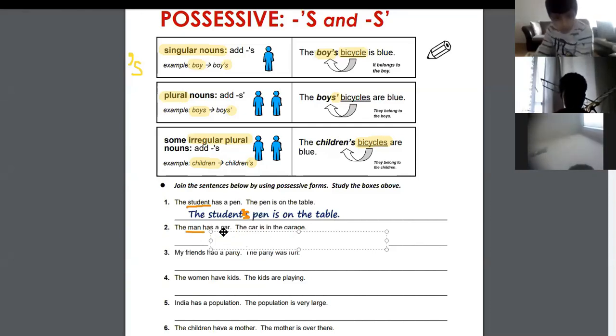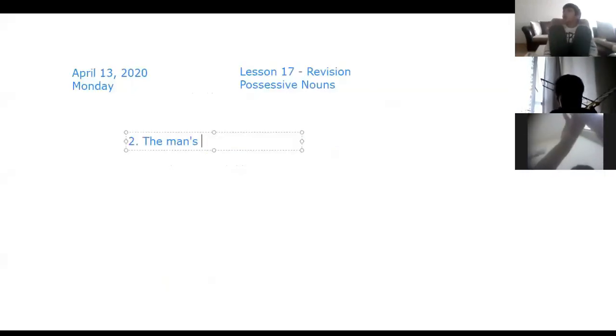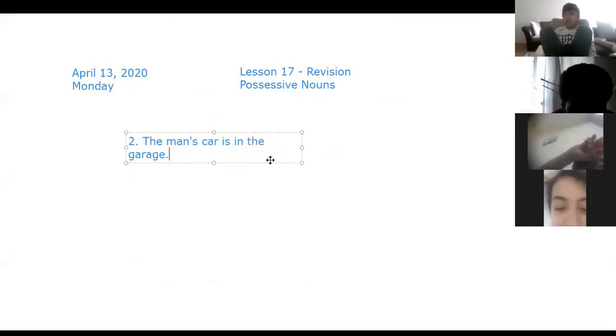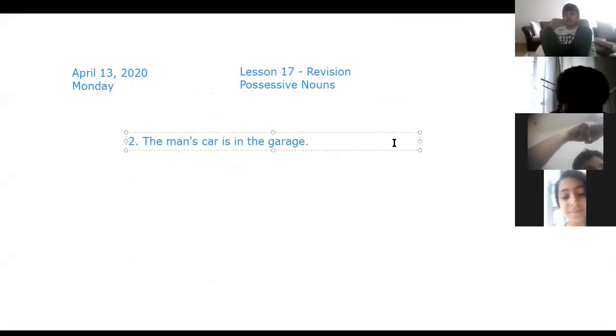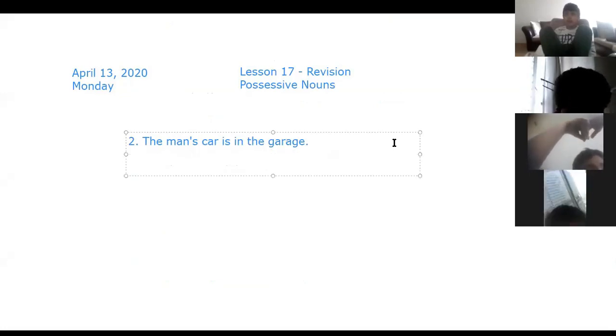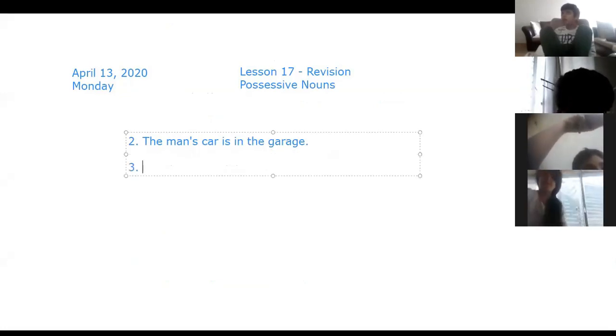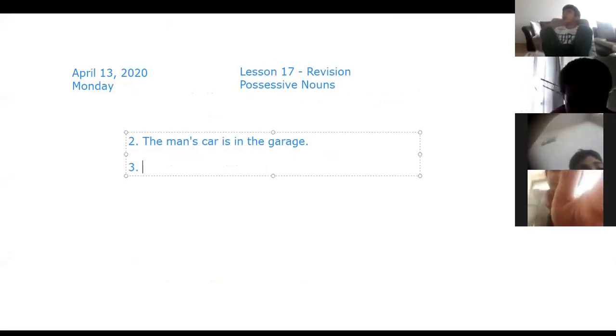So you should have your notebooks open so you can write the answers with me. Number 2, the man's. Notice because man is only one, I put apostrophe and S. Car is in the garage. Please write your answers in your English notebook. Make sure you write in a clear, neat, beautiful handwriting and leave spaces between words so you can read it.